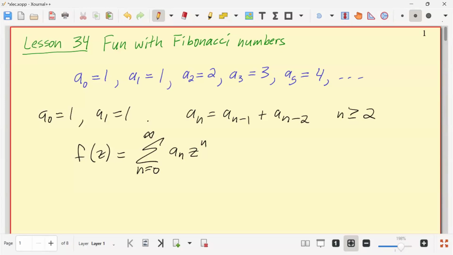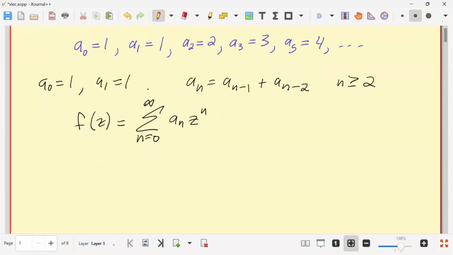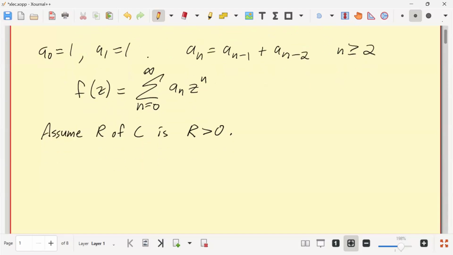So the trick here was to assume that this thing converged. We don't know that it does. So we assume the radius of convergence of this thing is r bigger than 0, so that f is an analytic function. We don't know that's true, but we'll experiment and see what happens. Okay, so what did we do?